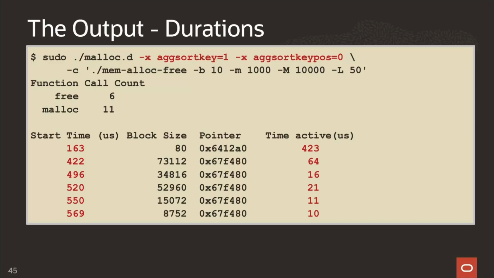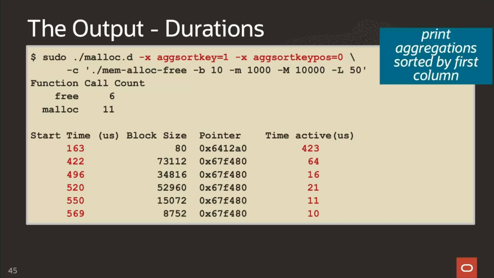Here's how we run the program. It's like what you've seen before. The one thing is those red colored options. We're going to enable the sorting, AggSort key equals 1, and we're going to tell DTrace to sort according to the first column, AggSort key pos equals 0. That's what we do with those options here.